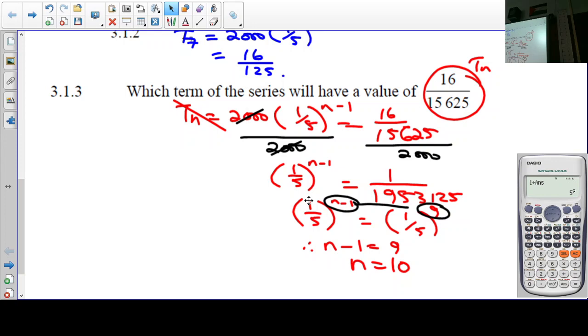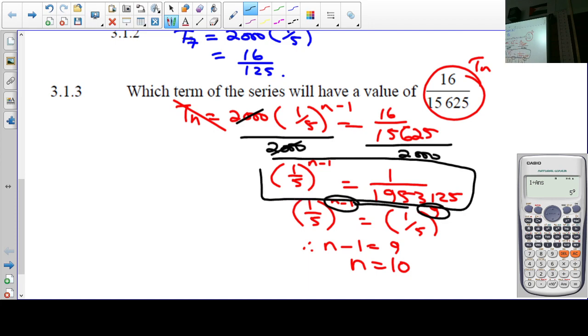Is it possible to use log in this question? Sorry? Is it possible to use log in this question? Yes, you could use logs at this point here. The question is, can I use logs? Yes. The exponent, which is n minus 1, is equal to log 1 over 1,953,125 base 1 over 5.